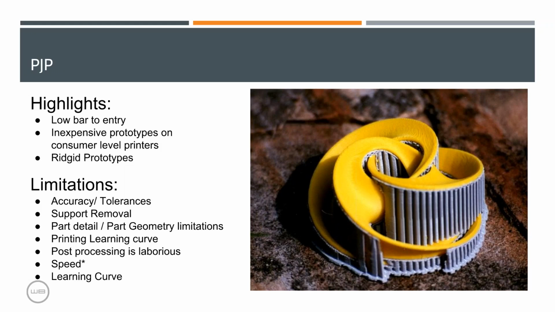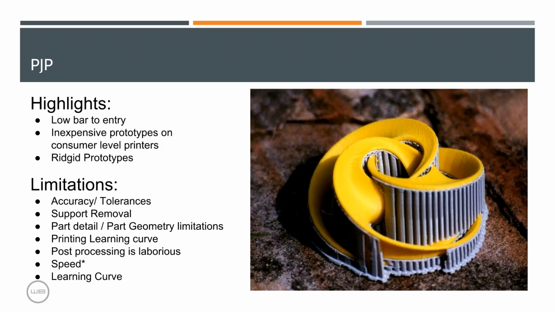The part detail and geometry is limited, so you have to really learn how to orient these parts in order to get very good feature quality out of it. So there's a significant learning curve on printing and orienting these parts, right? So you can't anticipate to get a printer in this technology, orient your part however you want it to, and then expect a perfect part to come out. So you have to kind of work with the technology to get good parts. So there's a little bit of a learning curve here. Like I said, the post-processing is laborious.